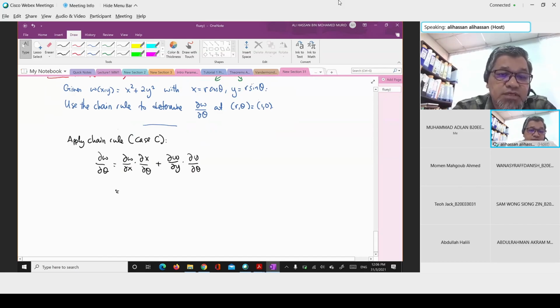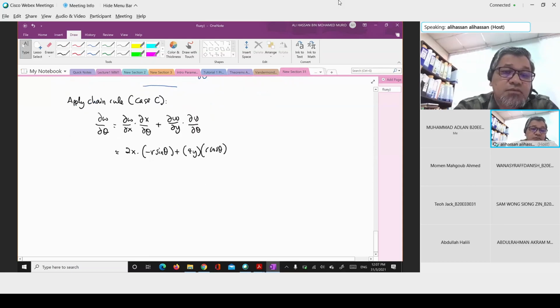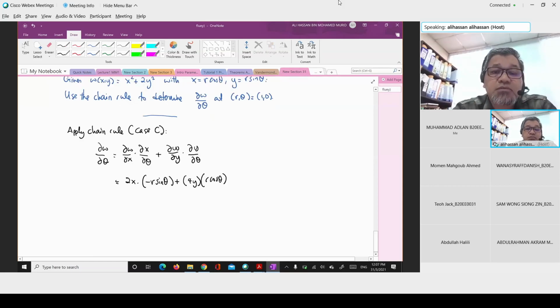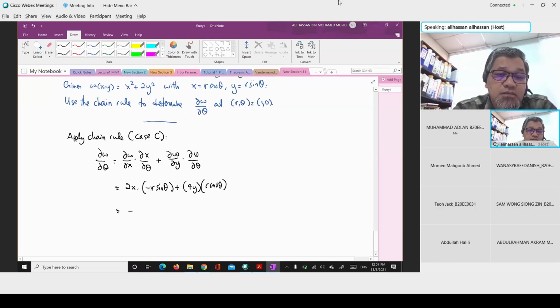W partial x is 2x, and x partial theta is minus r sine theta, and w partial y is 4y, and y partial theta is r cosine theta. Okay, and then we replace x by r cos theta, y by r sin theta. So this gives what? X is r cosine theta, so that gives minus 2 r squared cos theta sin theta.